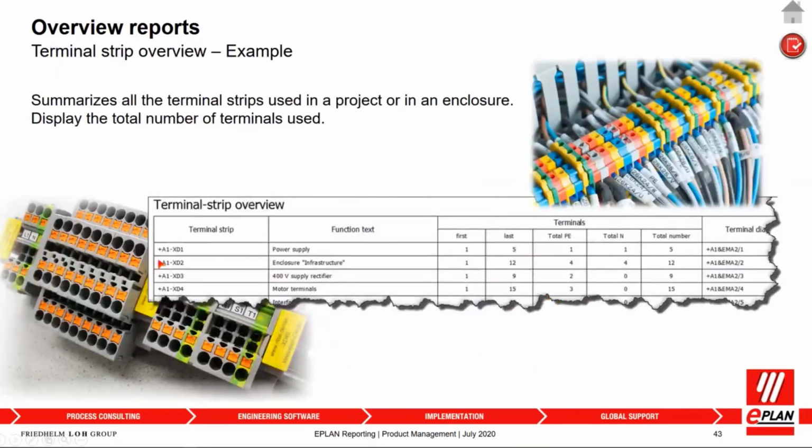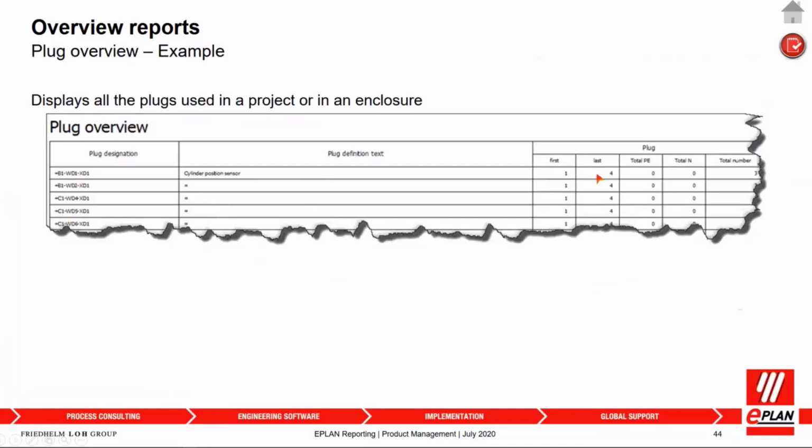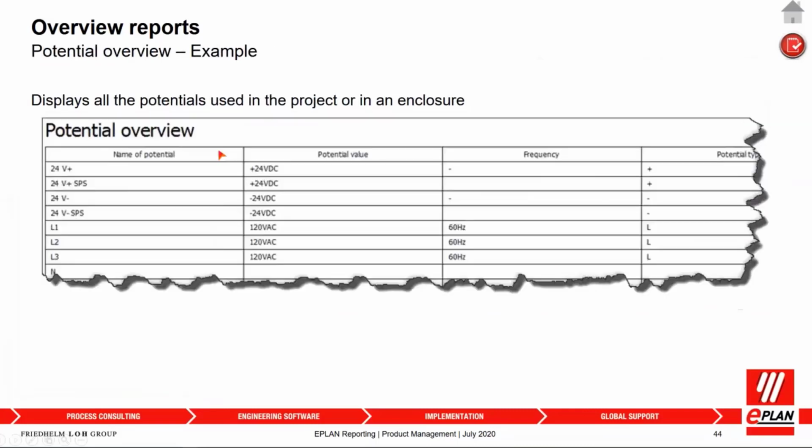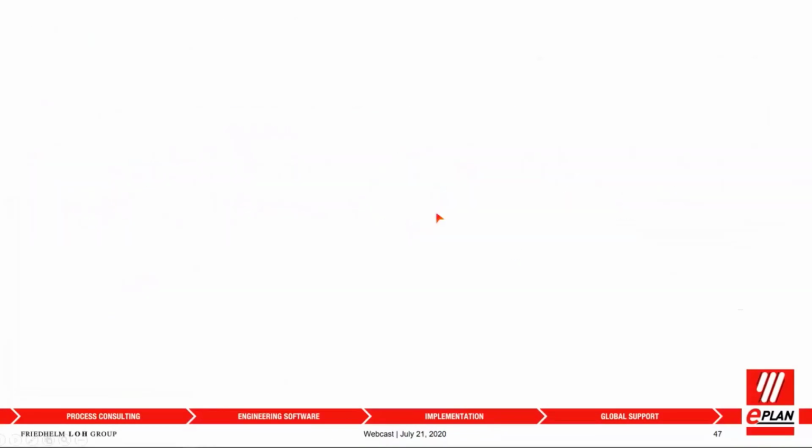Terminal strip overview, as I mentioned, shows the terminal strip. So you have the terminal strip designation, and then it shows you the purpose of that strip, what's the first terminal, the last terminal, how many terminals in total it has, and it gives you kind of an overview of the terminal strips. Plug overview is the same thing, but focusing on the plug. And potential overview will list all of the potentials you have in your project and give you information on what the technical details associated with that are. So let's jump through the PowerPoint presentation and take a look at what this looks like in EPLAN.